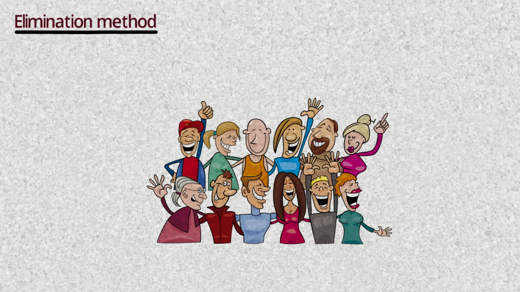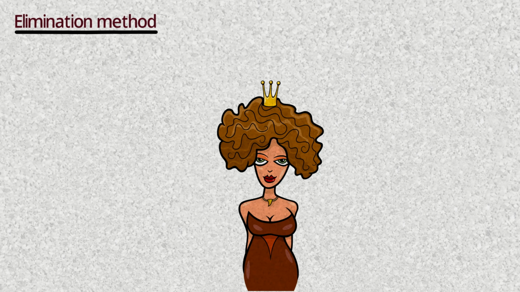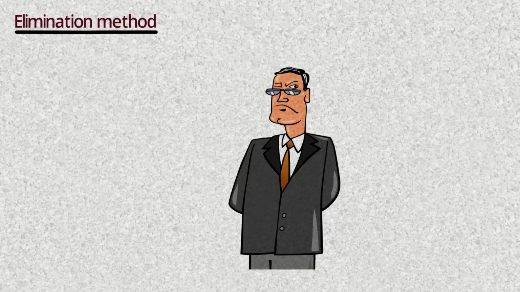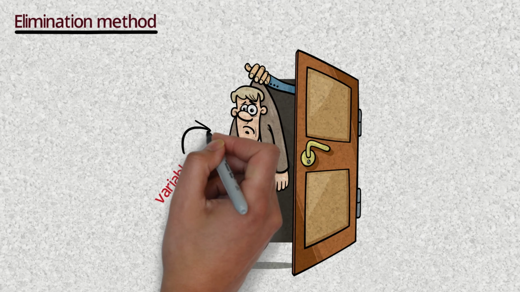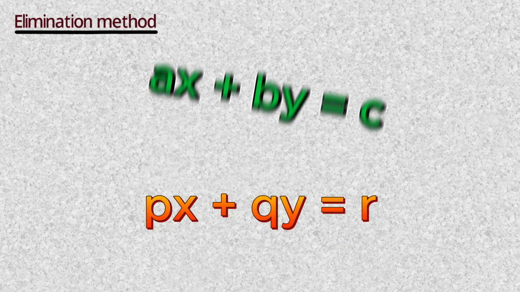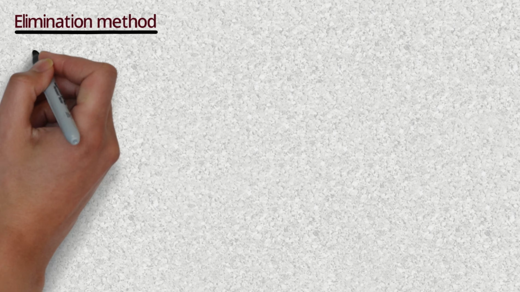Let's get this math party started. All right, imagine you're at a club, and there's a bouncer, and his name is Elimination. This guy's job is to kick out any variable that's causing drama. You got two equations, and you want to find out where they intersect.